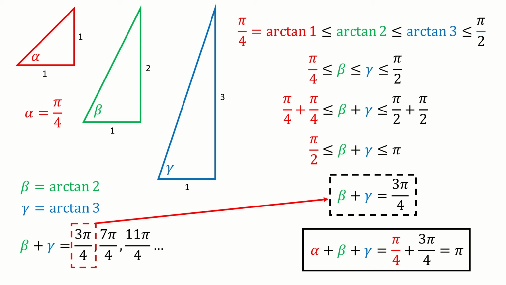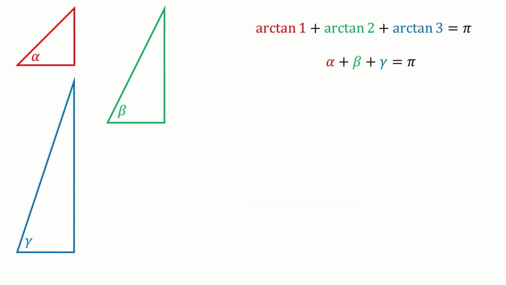Remember that alpha equals pi over 4. So the sum alpha plus beta plus gamma equals pi over 4 plus 3 pi over 4, which is pi. So we got the answer for the first problem. Arctangent 1 plus arctangent 2 plus arctangent 3 equals pi.